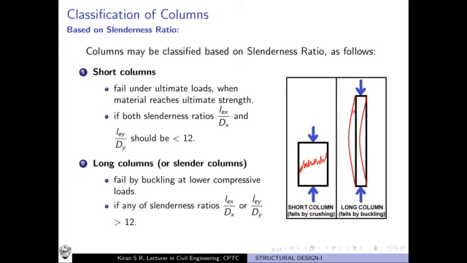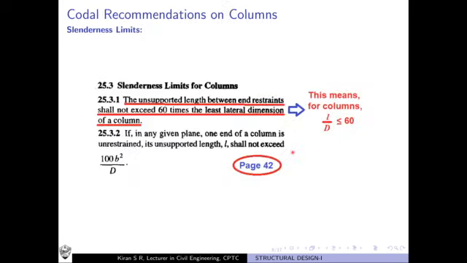But in the case of long columns, as you see here, the failure occurs by buckling. You see the buckled profile here. As you keep increasing the load, the buckling of the column occurs and the lateral deflection keeps increasing, and at one point the column fails completely. So short columns and long columns are classifications which can be distinguished in terms of their slenderness ratios and also by modes of failure.